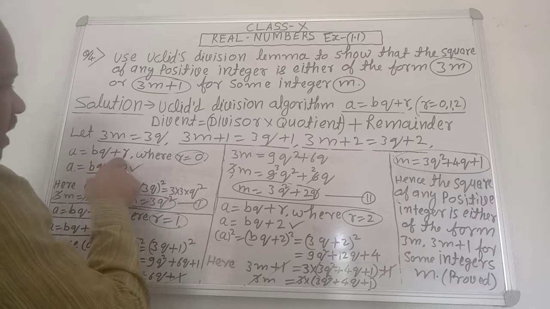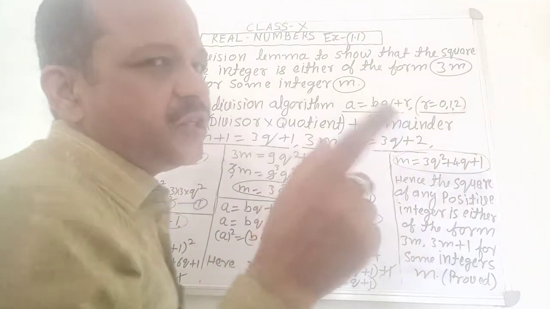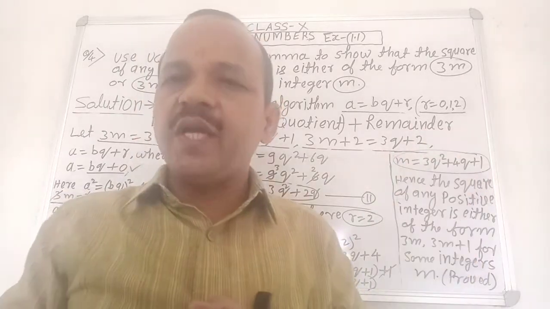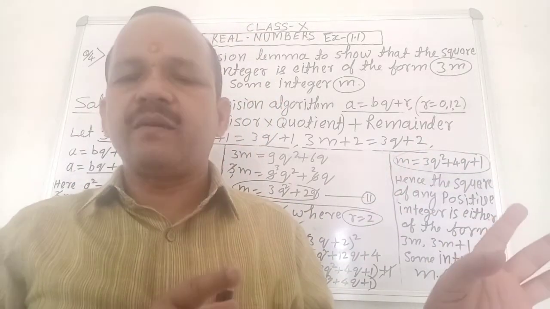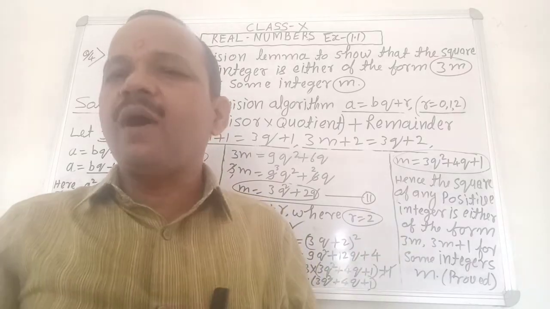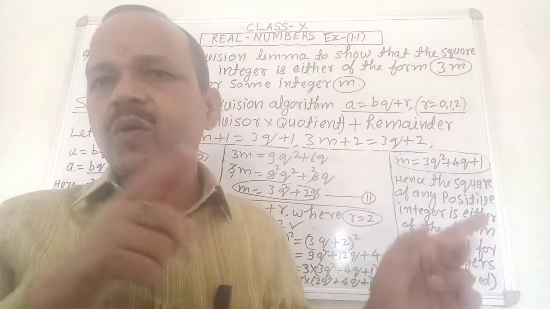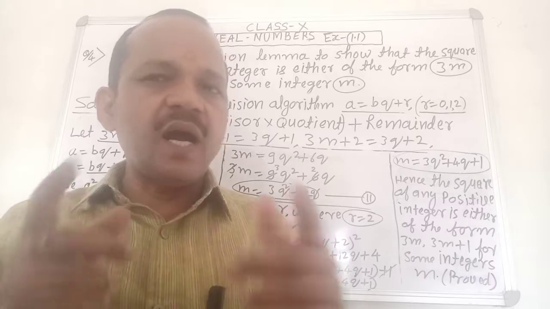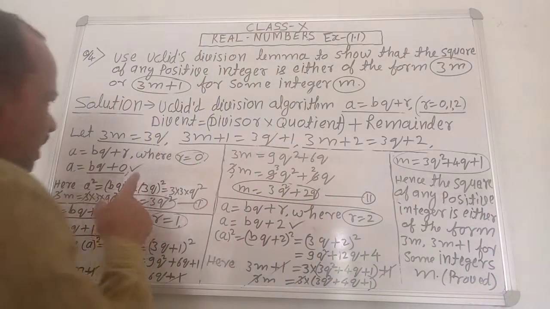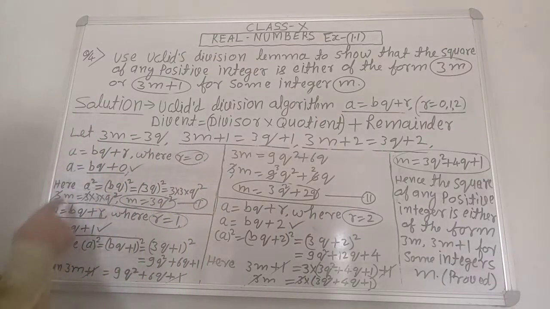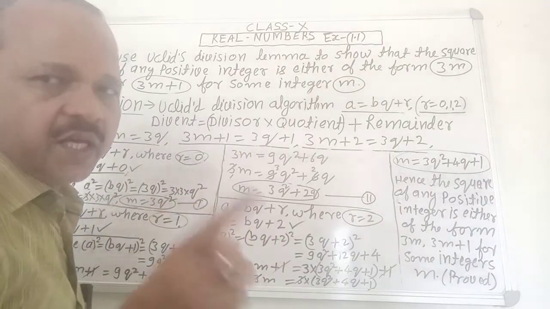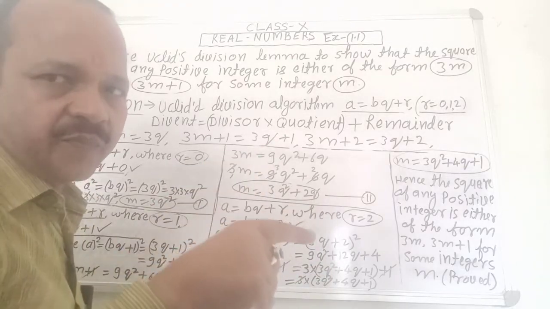A equals BQ plus R, where R equals 0. It is Euclid's division lemma. Put the value of R equal to 0 in A equals BQ plus R. Clear? A equals BQ plus R.